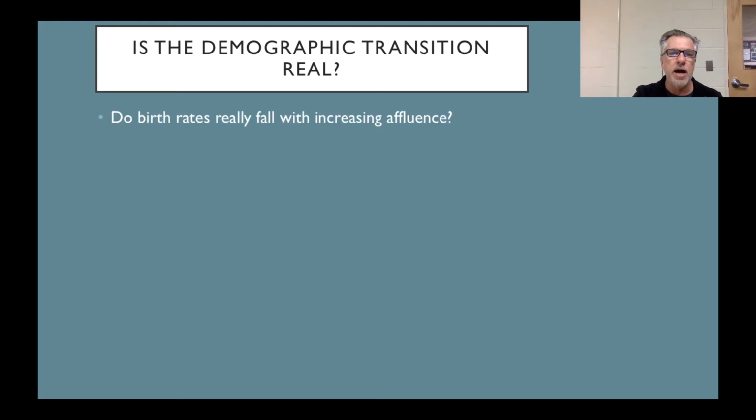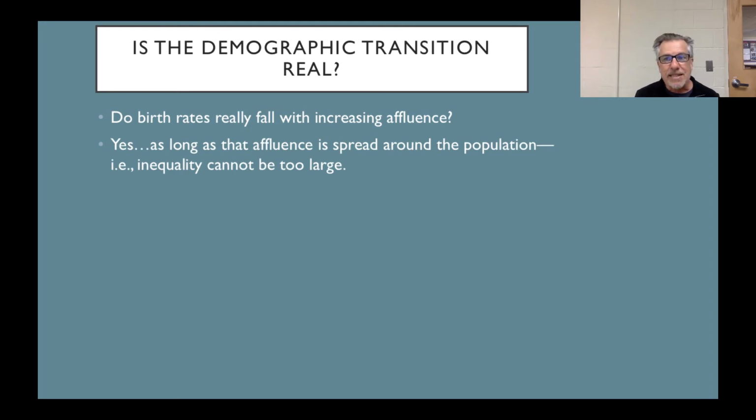So does the demographic transition really occur? I know we've seen the Hans Rosling film, and you would probably guess that it does. I'm going to present you with some of the evidence. Do birth rates really fall with increasing affluence? Yes, as long as the affluence is spread around the population. In other words, income inequality cannot be too large.